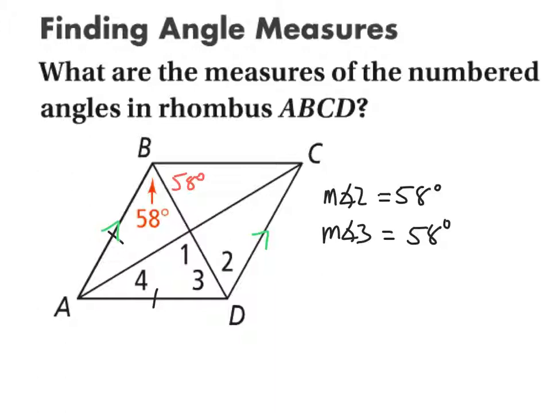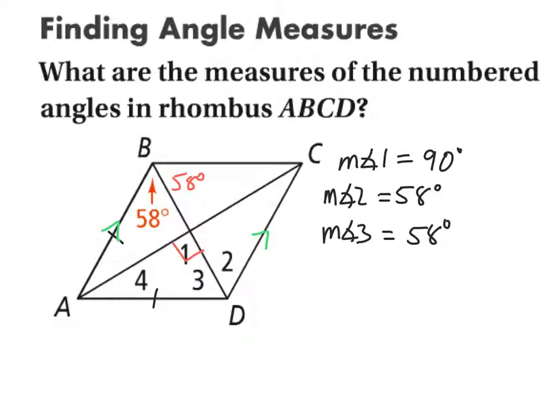All right. One thing that I'm seeing real quick that nobody has mentioned yet is angle 1. That's what you were going to say? Yeah. Okay, well, what do we know about angle 1? It's a right angle. Angle 1 is a right angle because the diagonals of a rhombus are perpendicular to each other.